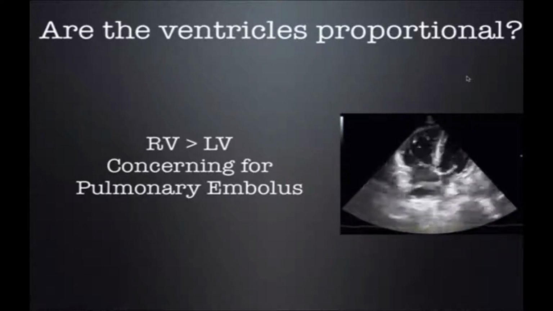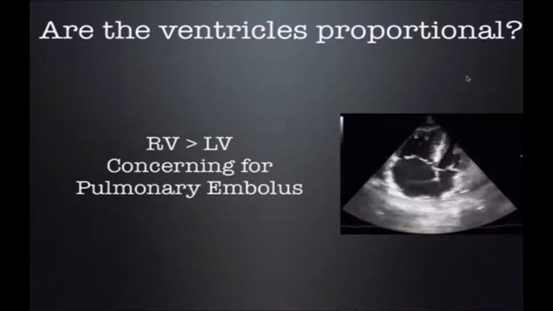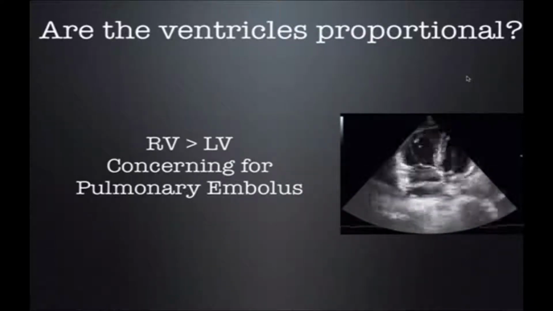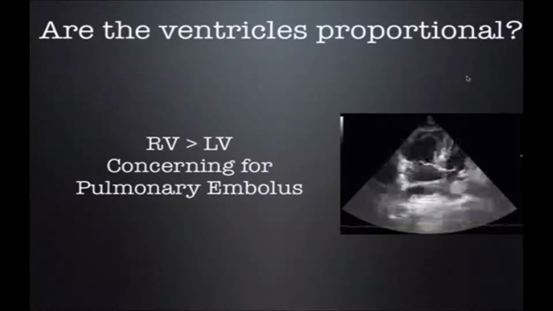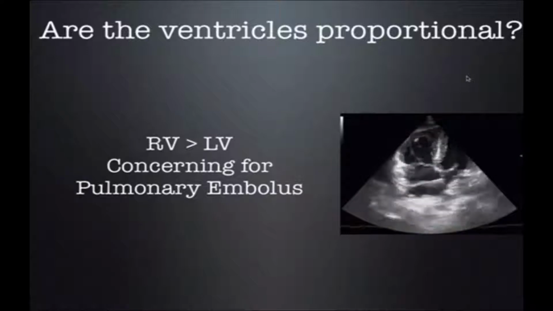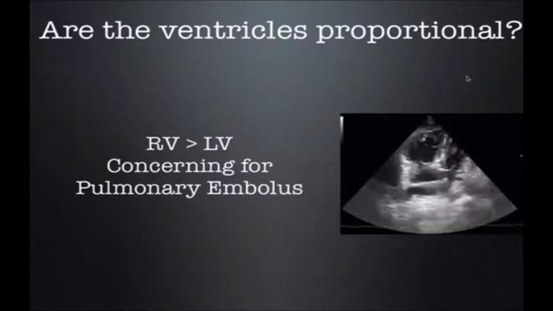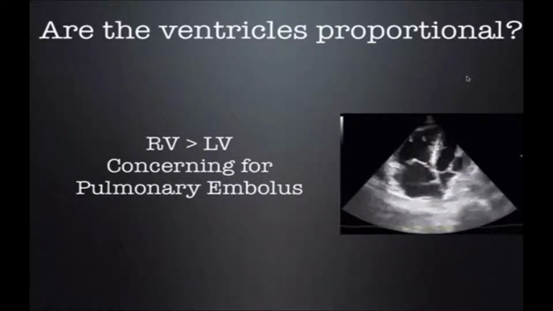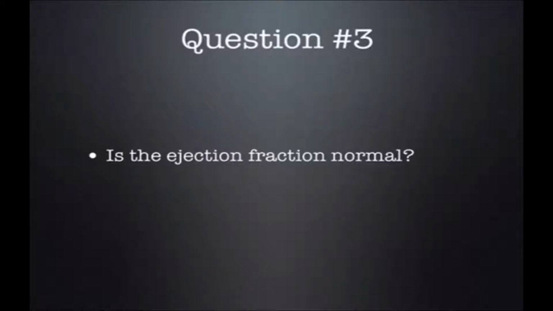If you have a patient who just flew in from overseas or just had a transatlantic flight and they come in hypoxic and short of breath and hypotensive and you see this on your echo, then yes, this patient most likely has a pulmonary embolus and you should feel comfortable giving this patient thrombolysis. Now the third question we ask, is the ejection fraction normal?